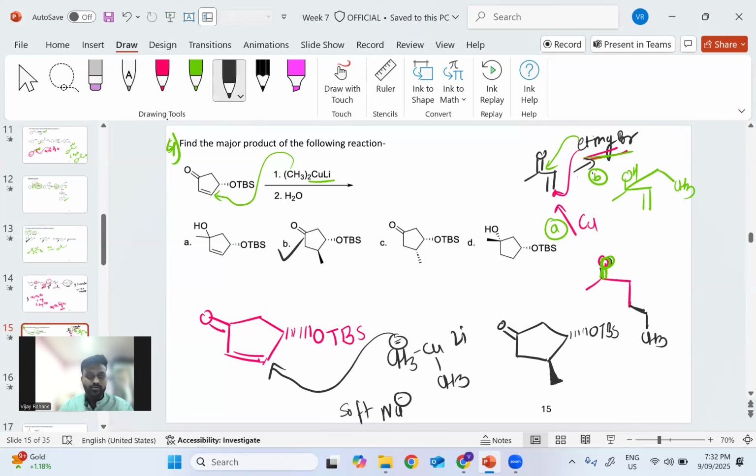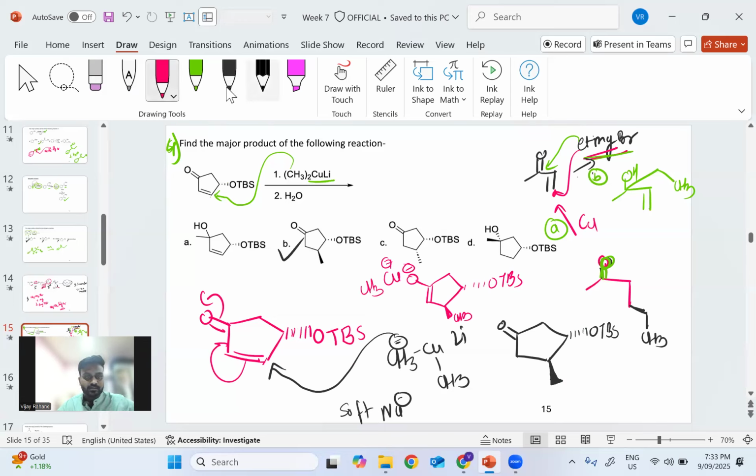I will now draw the mechanism, which will be in the next slide. It will be similar to the last reaction. Once it attacks here, there will be a shifting of the bond, and a copper intermediate is formed. I will just draw that here also. So this is the intermediate complex. This is the first step, and on hydrolysis, it gives the formation of this product. Right. So option B is the correct option here.